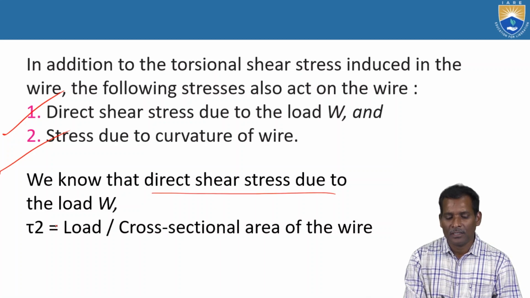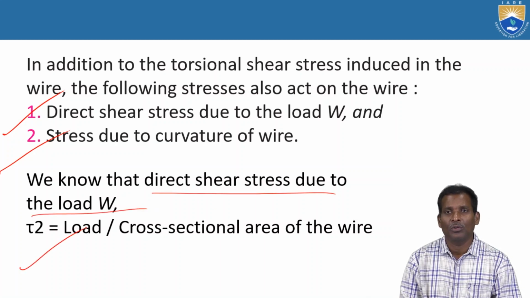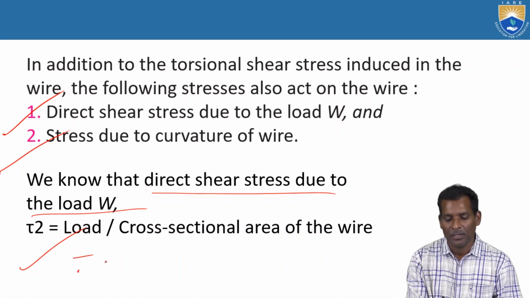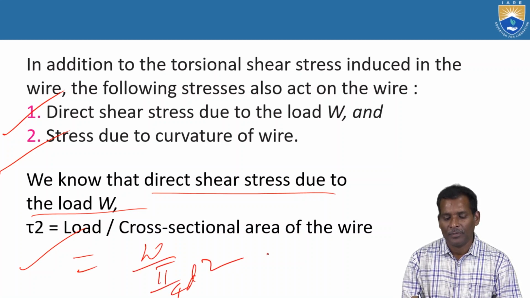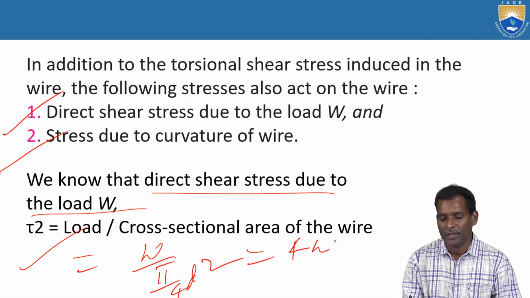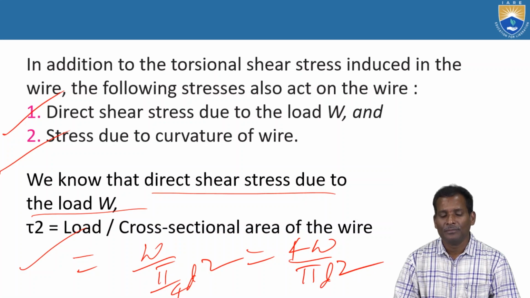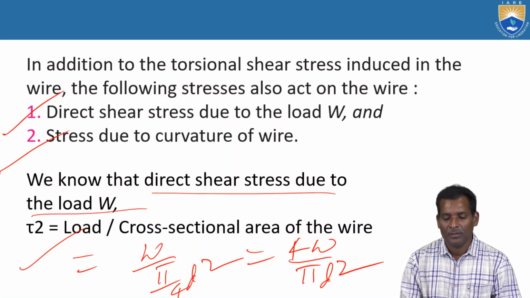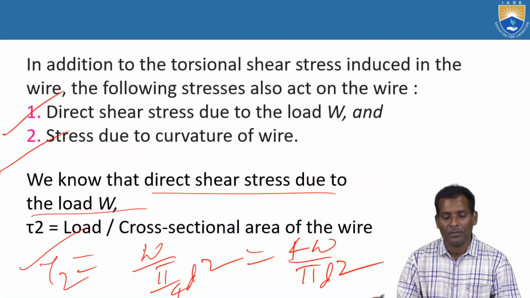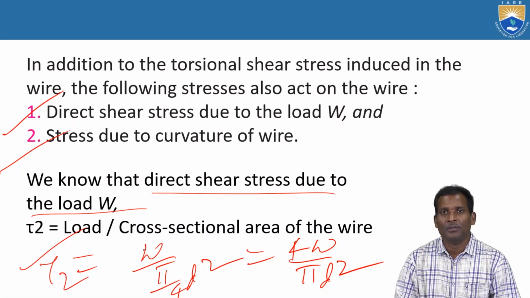So the direct shear stress due to the load, as you already know, is load per cross-sectional area of the wire, W by pi by 4 into d square. You can write this as 4W by pi d square. This is the direct shear stress. Next, the stress due to curvature of the wire.